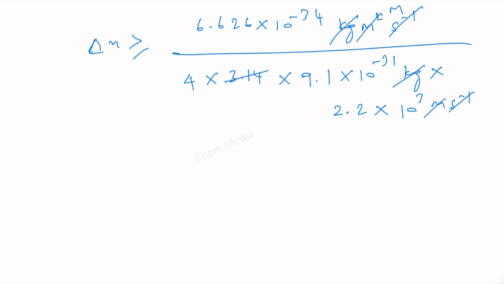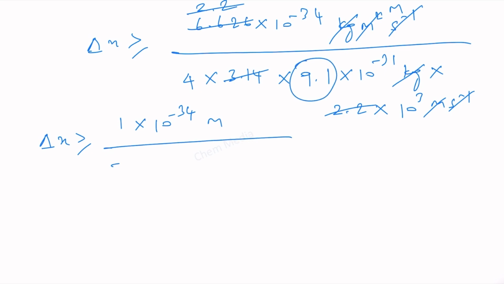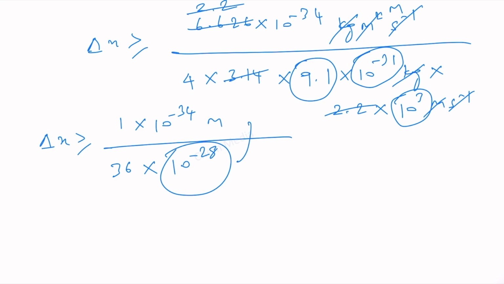And now 3.14 and 6.626 we can approximately take as equal, and 2.2 we can cancel it out. Therefore, delta x is greater than or equal to, in the numerator we have 10 to the power minus 34 meter divided by, let us take 9.1 as 9, therefore 4 times 9 is 36. Here we have 10 to the power minus 31, here we have 10 to the power plus 3. Therefore, that will become 10 to the power minus 28. When this 10 to the power minus 28 goes up, it will become positive. Therefore, delta x is greater than or equal to 1 by 36 times 10 to the power minus 6 meter.